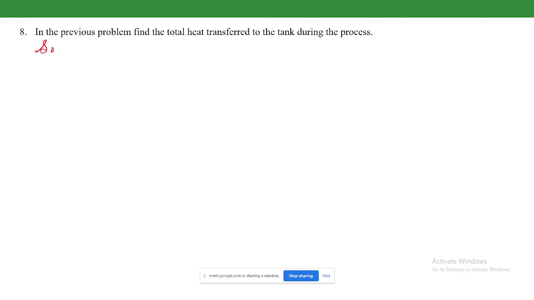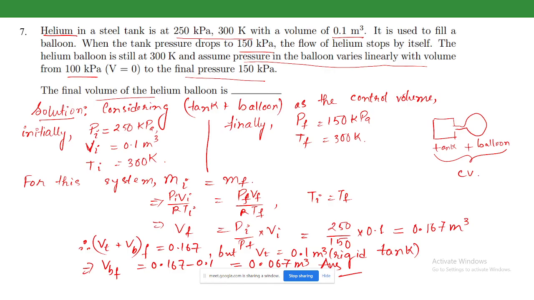Sir, hello, sir. Yeah, tell me. Sir, please show me the last part of the solution. Yeah. I have not noted. Okay. You have understood this one, right? Yes, sir. Sir, can you again explain this mi equal to mf?